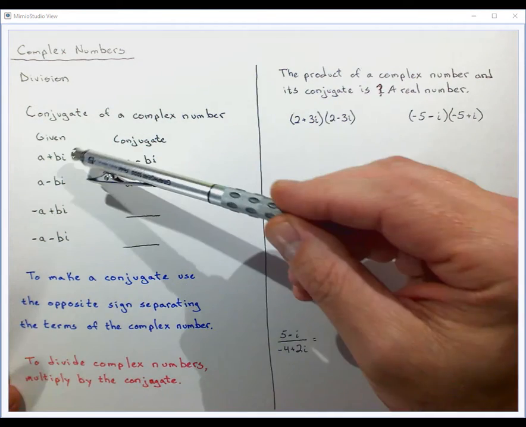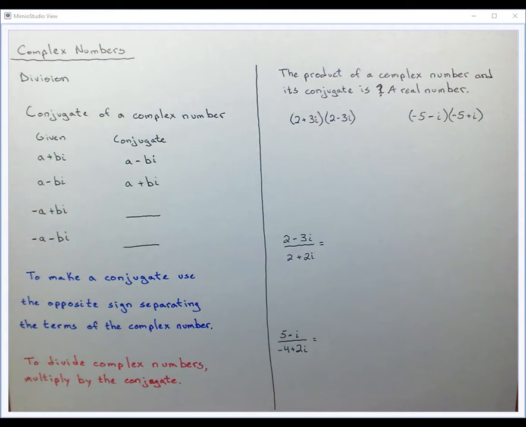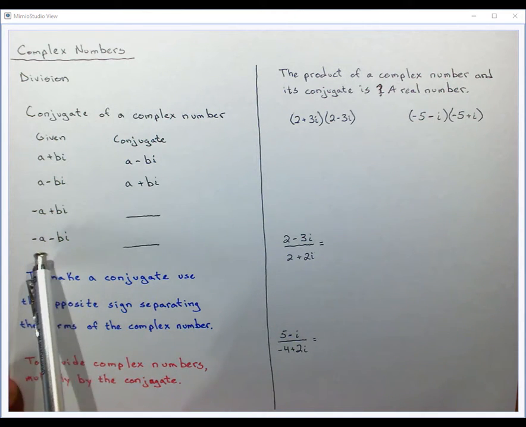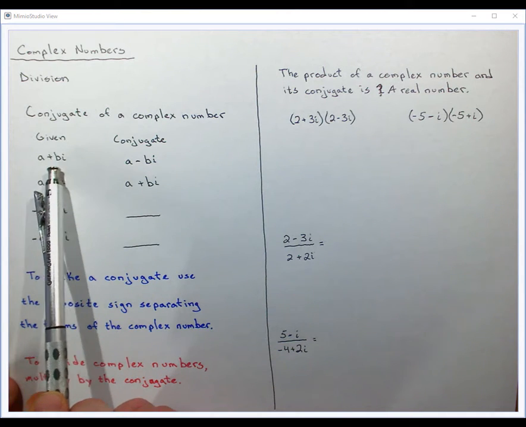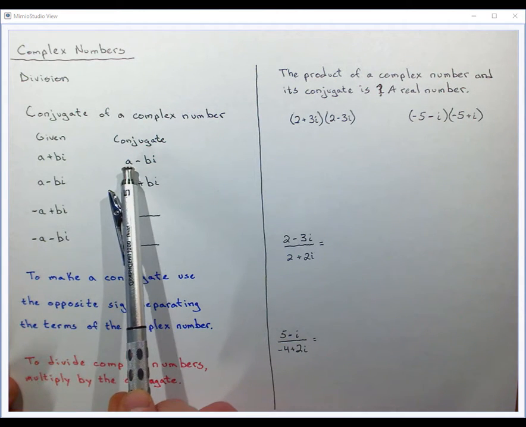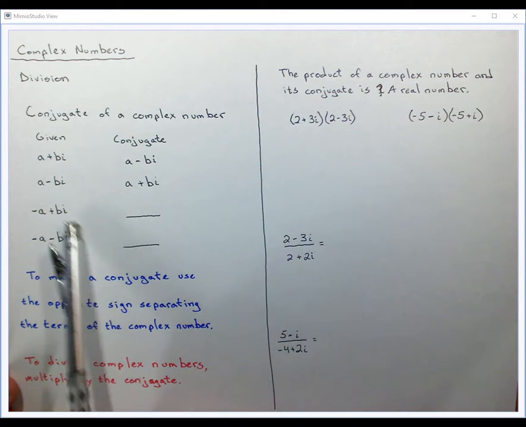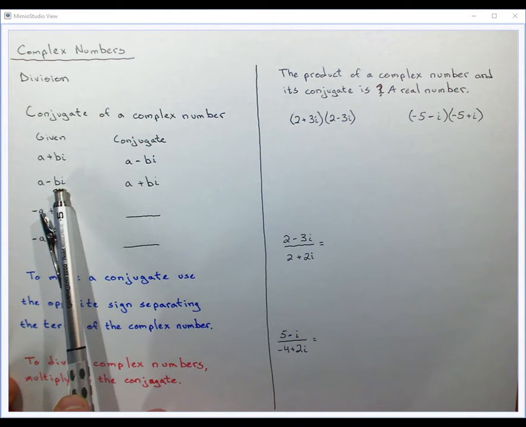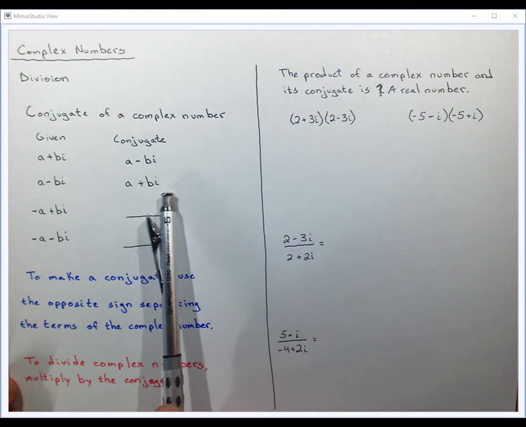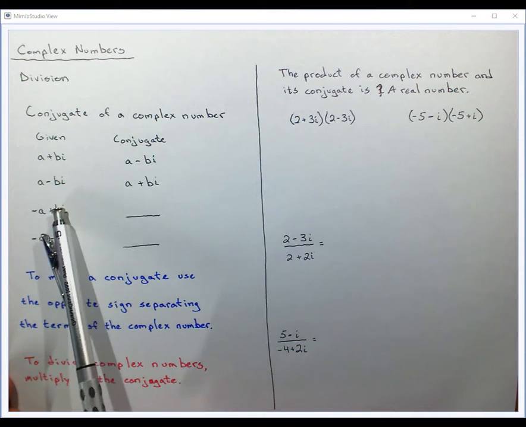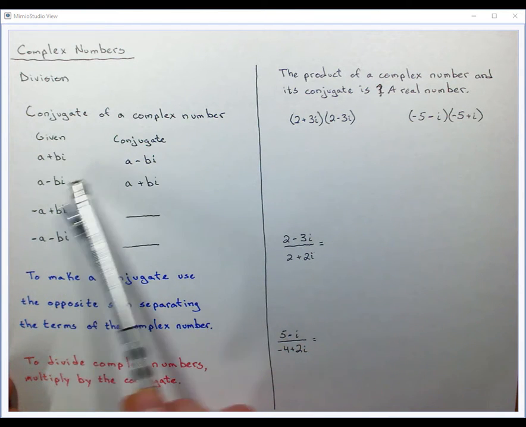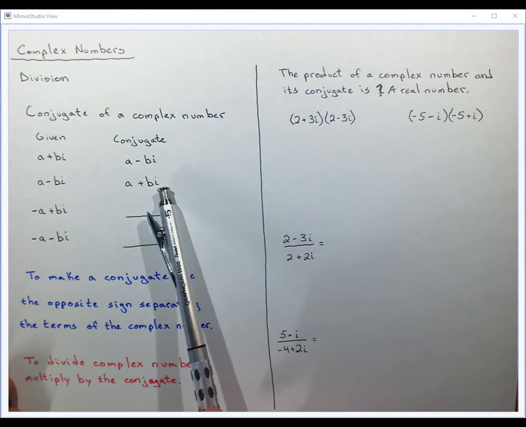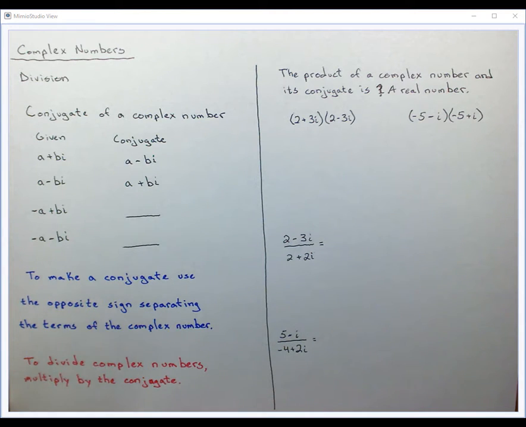I have some examples written down here, written in complex number notation. I'm given a plus bi. The conjugate is a minus bi. I'm given a minus bi. The conjugate is a plus bi. So what do you think the conjugate of these two are? Look at the pattern. Critically think about what you're seeing. What is actually changing? Pause the video and answer the questions, and let's see if we get the same answer.